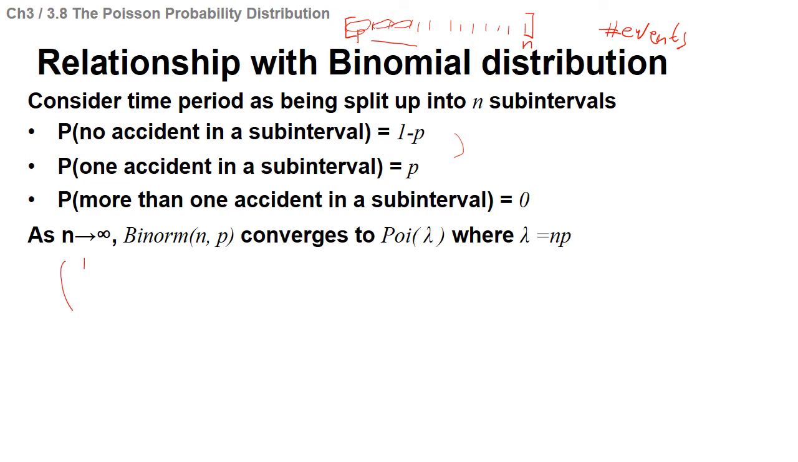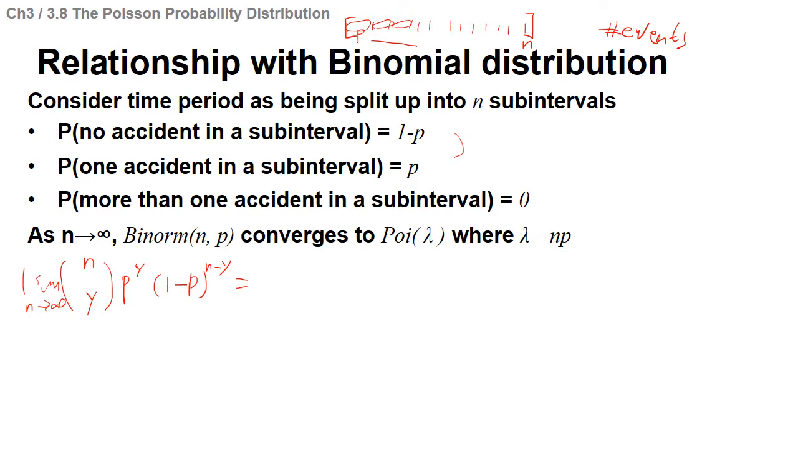The situation can be described as a binomial distribution: n choose y, where y is the number of events that happen, times p to the y for the probability of success, times 1 minus p to the n minus y. This is the binomial distribution. If n goes to infinity, like an infinite number of subintervals when we divide this interval, what would be the limiting distribution of this?